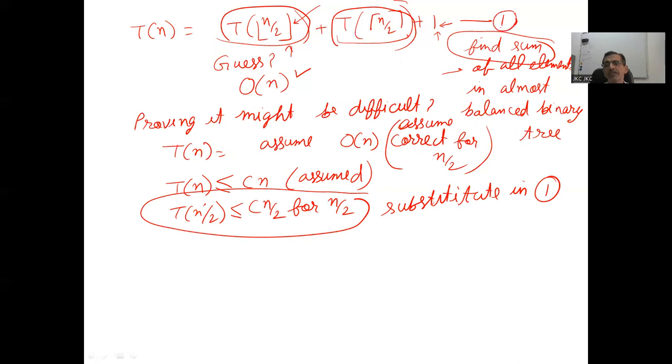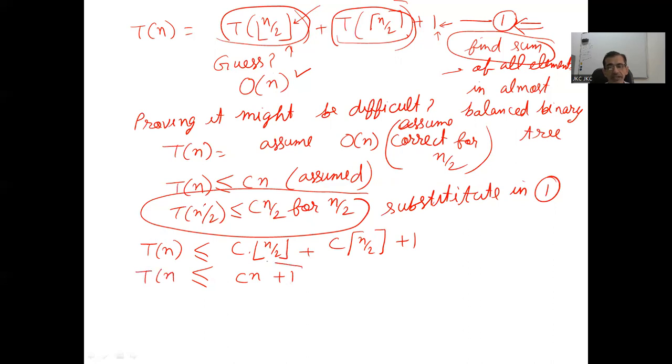So this is my equation 1. In this equation, I will substitute. So I will say Tn will be less than or equal to C into n by 2 plus C into n by 2 plus 1. Effectively, you can easily see that it will become less than or equal to Cn plus 1. So what we got mathematically is Tn less than or equal to this. Because this is a positive value, I can say Tn minus 1 is less than or equal to Cn.